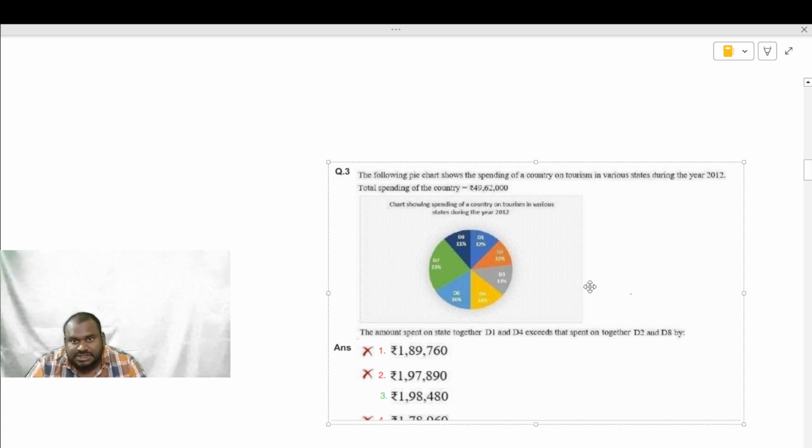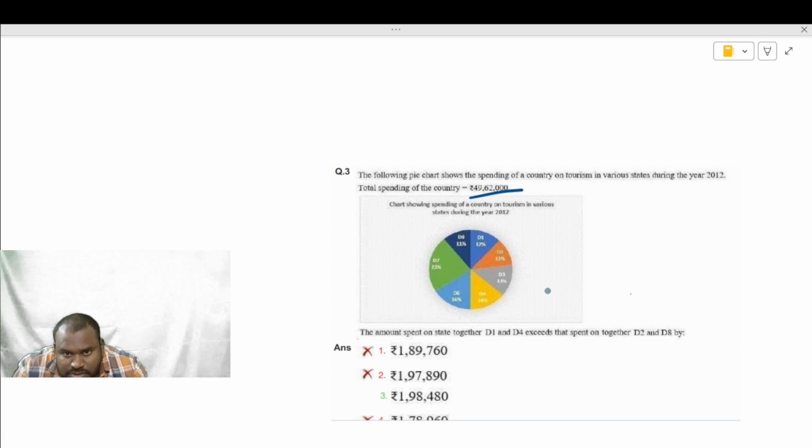The following pie chart shows the spending of a country on tourism in various states during the year 2012. Total spending of the country is 4962.